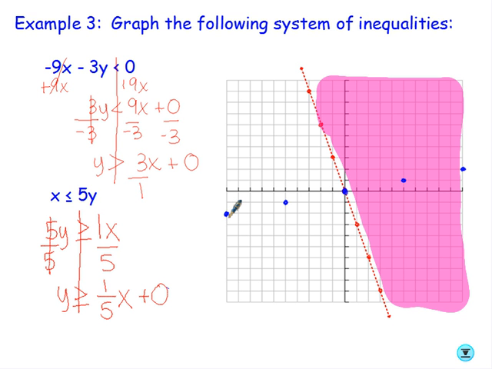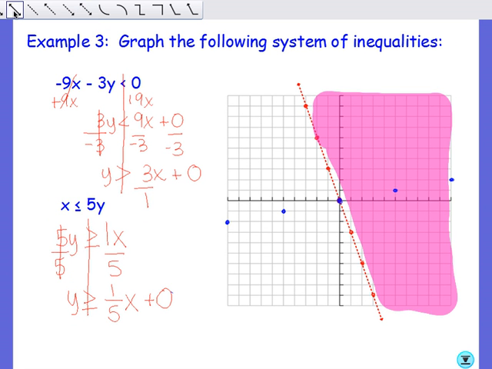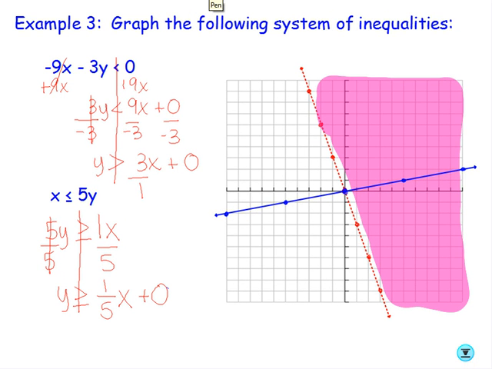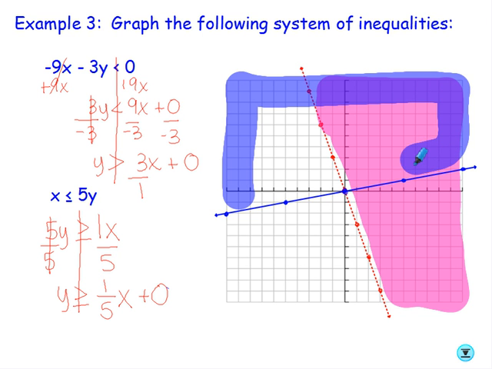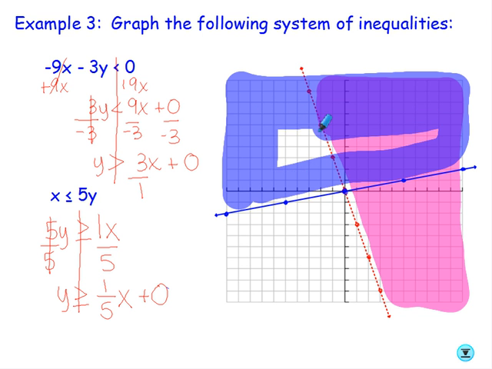What kind of line do we need? Dashed or solid? That has a bar. That means we need a solid line. So I'm going to draw my nice solid line. Final step, which way do I shade? That is a greater than sign. So I shade up. And as you can see, we still have a small little purple wedge over here in the top right-hand corner.